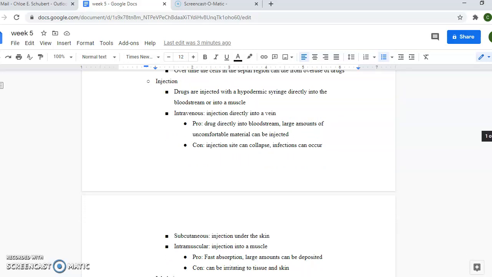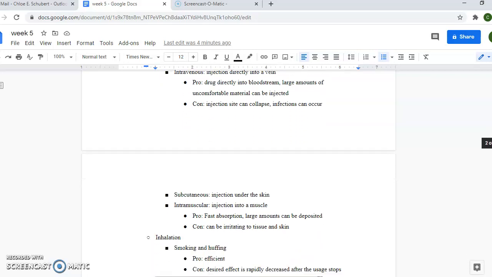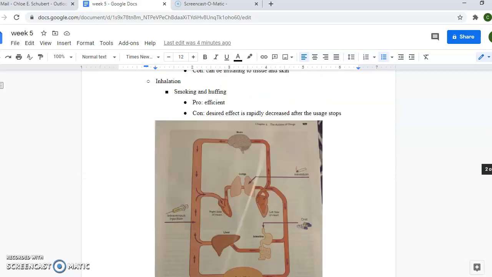Injection. Drugs are injected with a hypodermic syringe into the bloodstream or into a muscle. Intravenous is injection directly into a vein. The pro of this is the drug goes directly into the bloodstream and large amounts of uncomfortable material can be injected. The con is the injection site can collapse over time and you'll need to move to a new one, and infections can occur with needles.